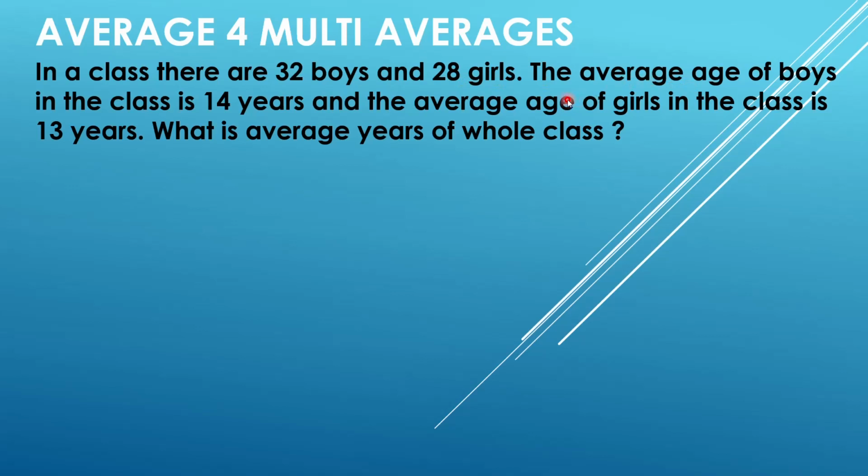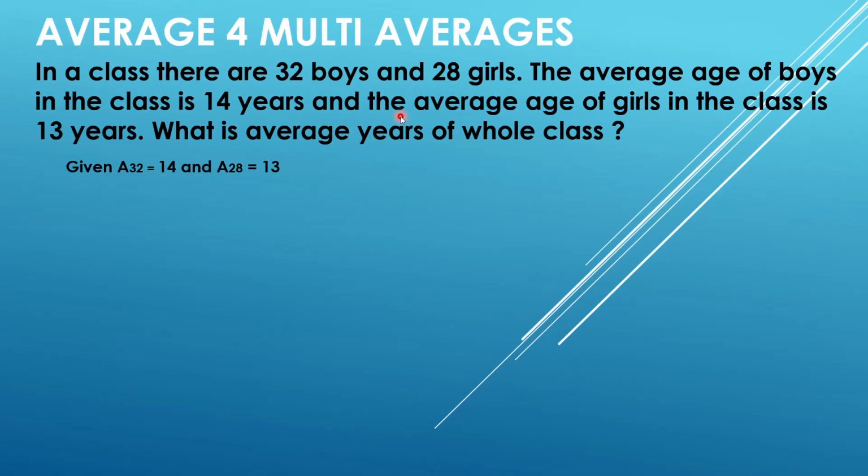The average age of boys in the class is 14 years. So the boys' average they have given, and the average age of girls in the class is 13 years. So both averages they have given. Now you need to find the total average. In the same way, they can also give the total average and one of the averages, for example the boys' average, and ask for the girls' average. So you need to find it using this method.